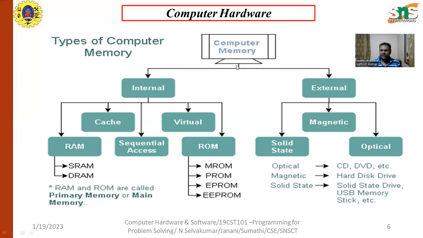The external memory is additionally fixed externally to the CPU. It includes solid state devices, optical devices, and magnetic devices. Optical is CD, DVD drive, etc. Magnetic is hard disk drive, C drive, D drive, and E drive. Solid state device is a solid state drive, USB drive, memory stick, etc.